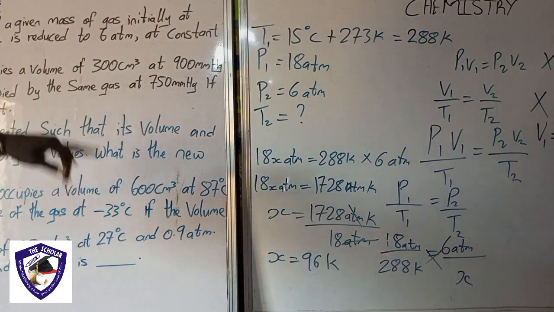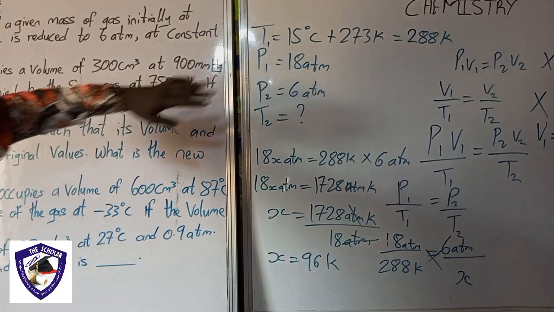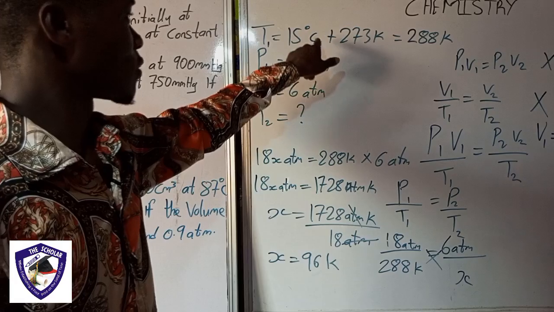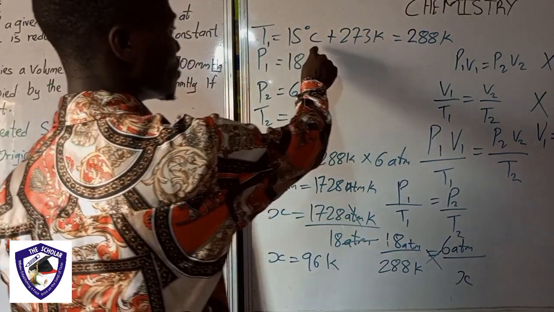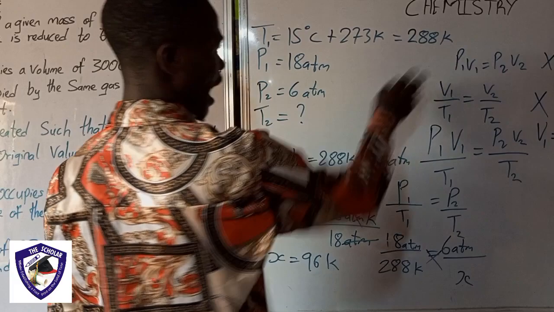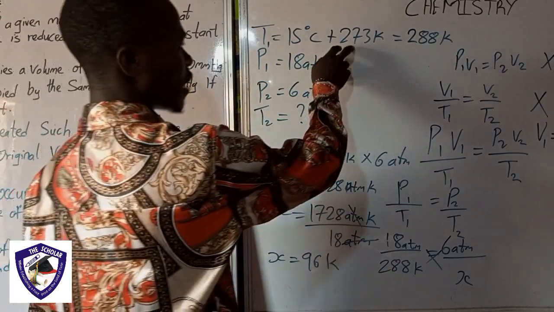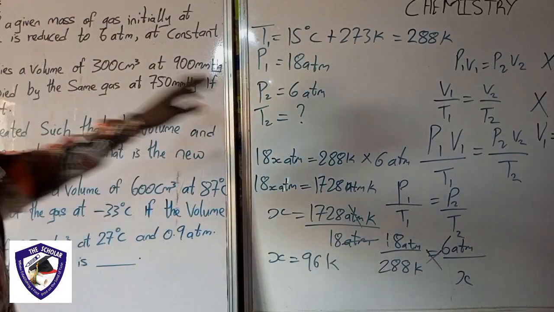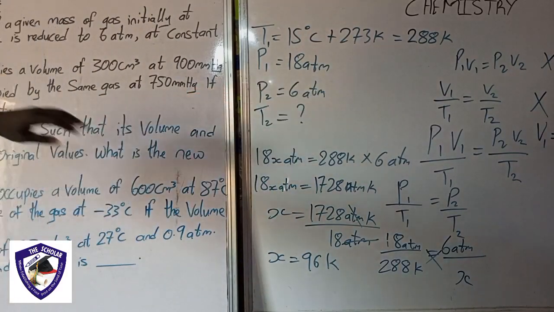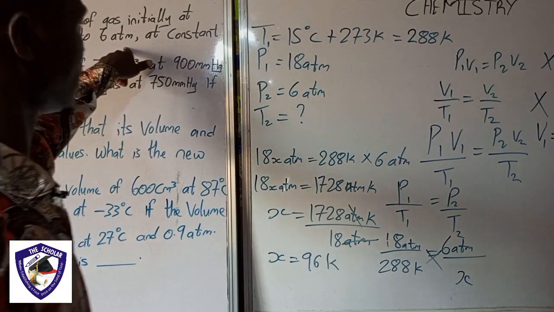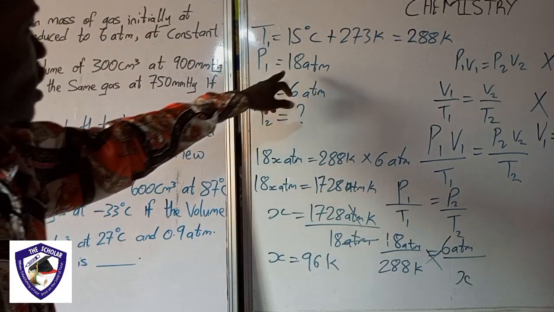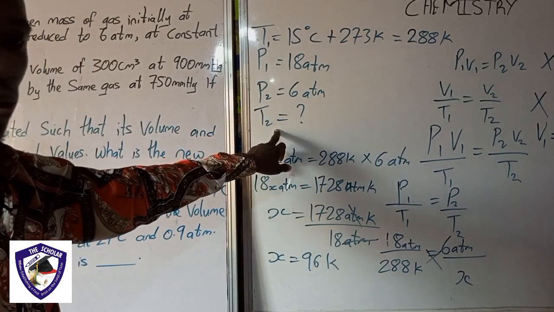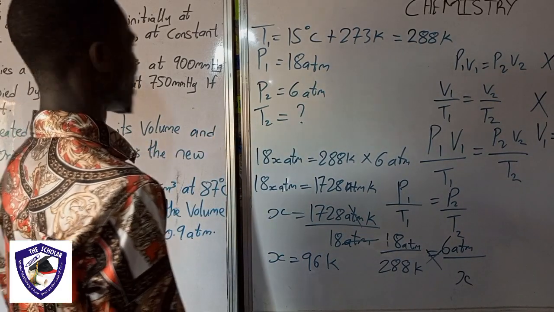Now let me explain again. From the question, the temperature of a given mass of gas initially at 15 degrees Celsius and 18 atm. Initially, our temperature is what? 15 degrees Celsius. So we converted from degrees Celsius to what? To Kelvin. And to convert from degrees Celsius to Kelvin, you have to add 273 Kelvin. Now, our initial pressure is what? 18 atm. And the question says the pressure is reduced to 6 atm at constant volume, which is our final pressure, and we are looking for our final temperature.